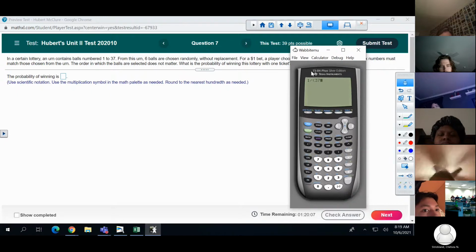So 37 combination. So that's going to be math, probability, combination. How many 6? And then close parentheses. Now that's the quickest way to do it. They want it in scientific notation.